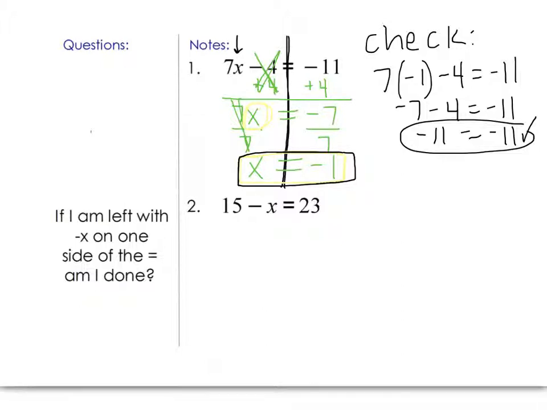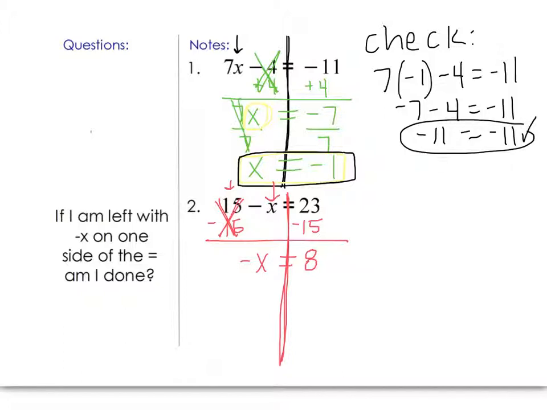Well, this one looks a little different. It says 15 minus x equals 23. So I'm trying to get this x alone on the left side of my big red line. Well, I have just 15. If I just have 15, we assume that's positive, so I'm going to subtract 15 from both sides. Those 15s cancel, and I'm left with minus x equals 8.